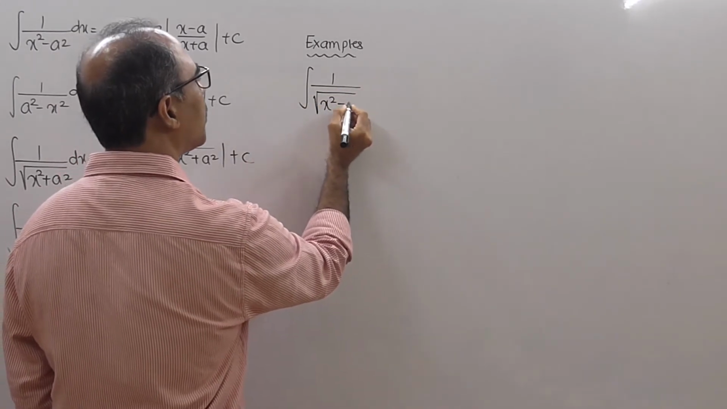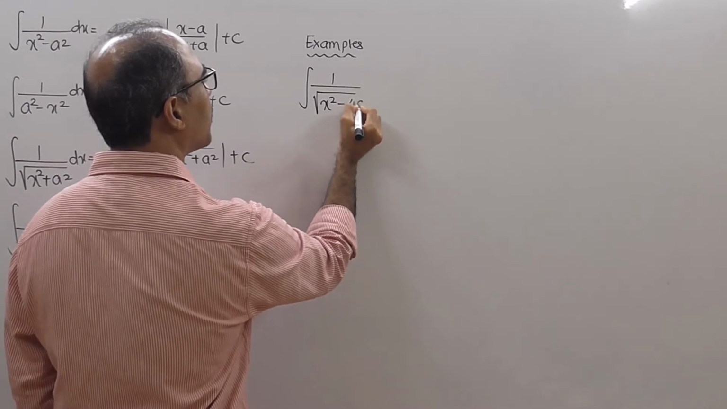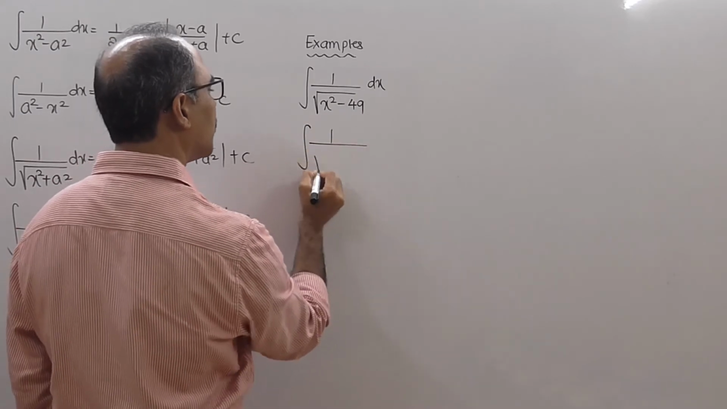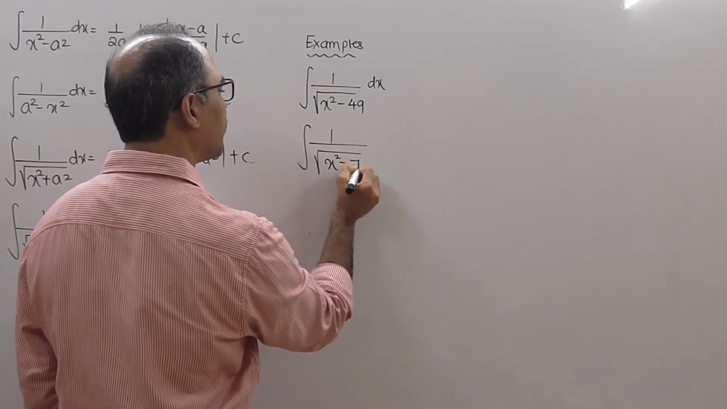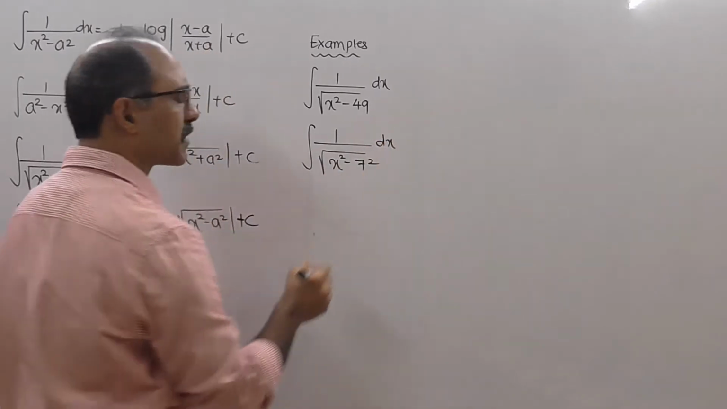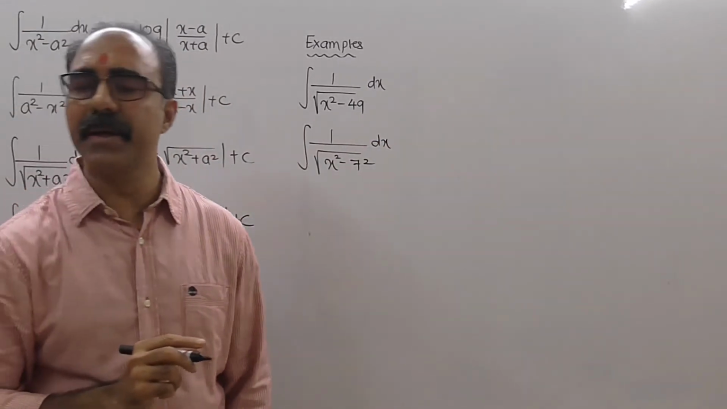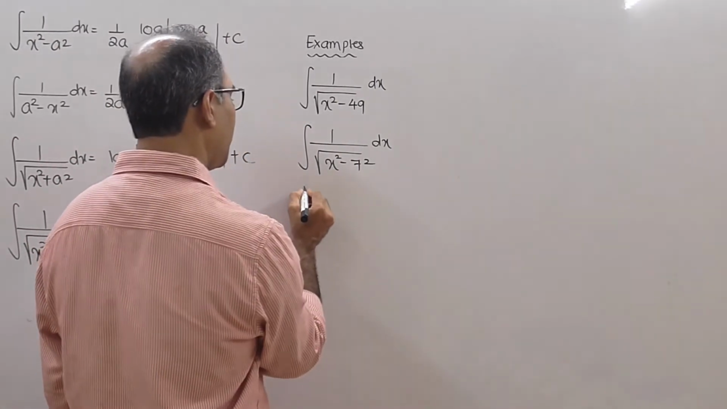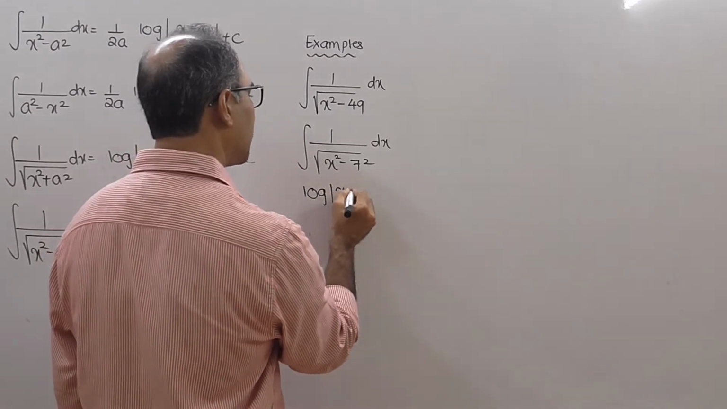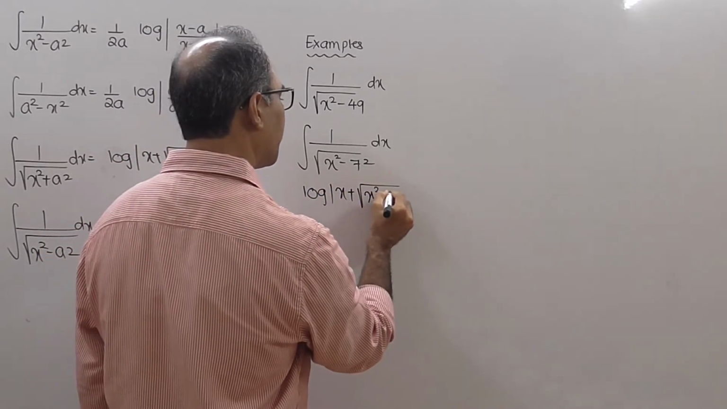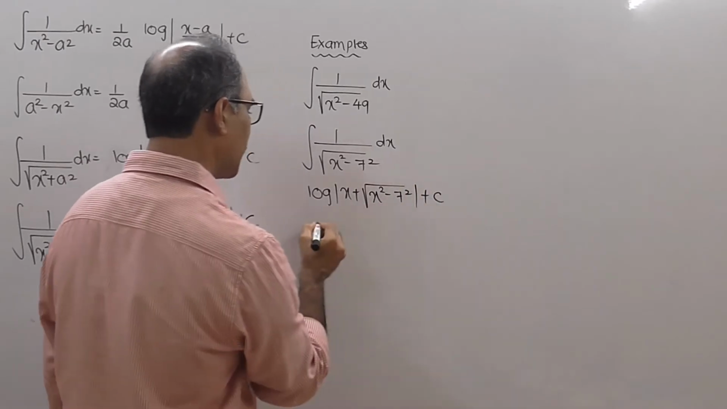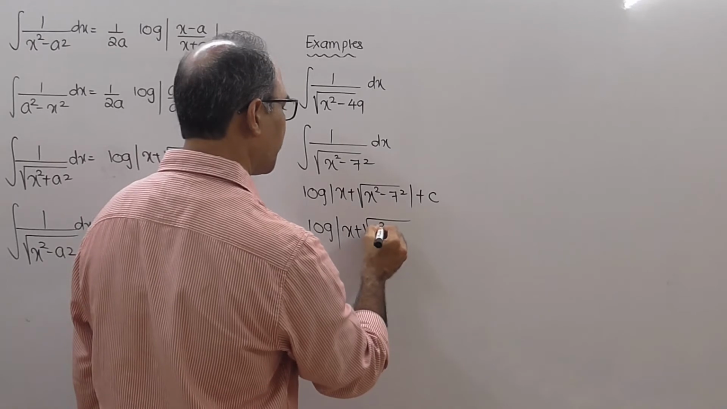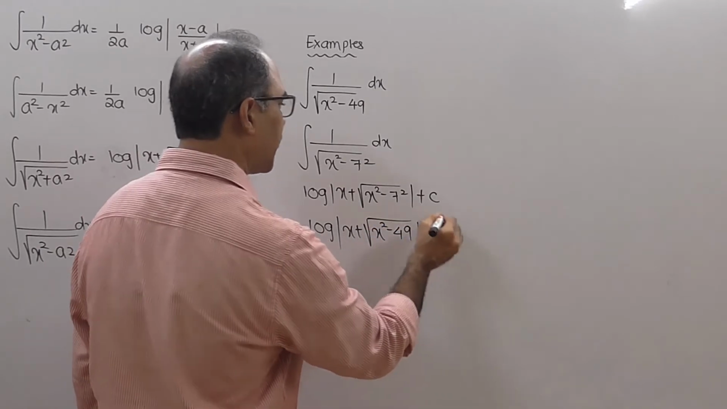X square minus 49. So this will write it as 1 upon root of x square minus 7 square. So this is in the form of integration 1 upon root of x square minus a square. So the answer will be log modulus x plus root of x square minus a square plus c. That is equal to log modulus x plus root of x square minus 49 plus c.